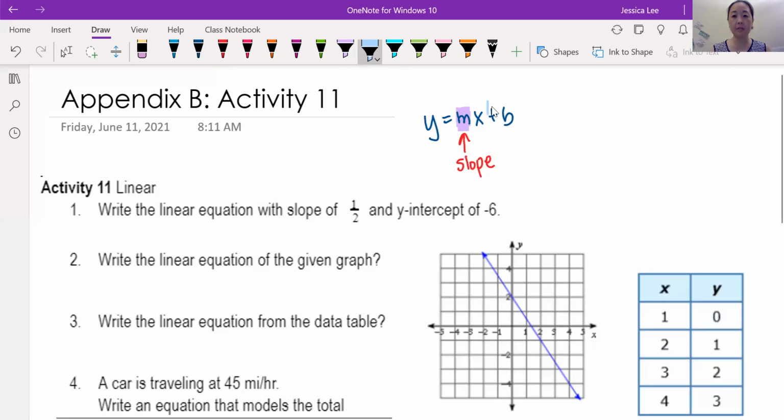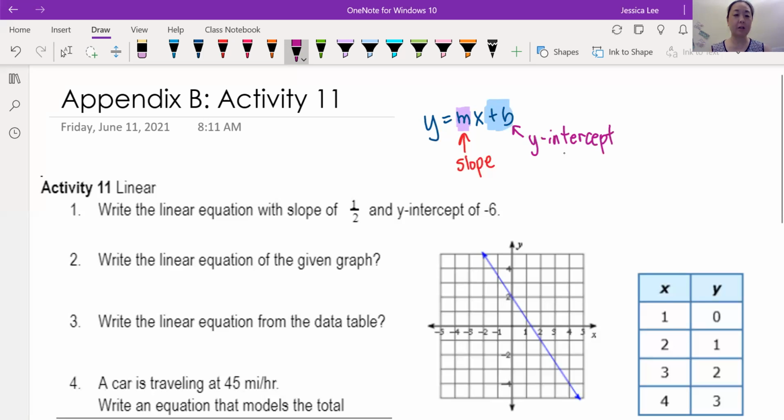And then right here, this plus b, I like to include the plus, because if this was a minus, then think of it like a plus negative. So if it was a minus 5, that would mean this would be a -5. So I always like to include that plus in there. And then that would be our y-intercept.